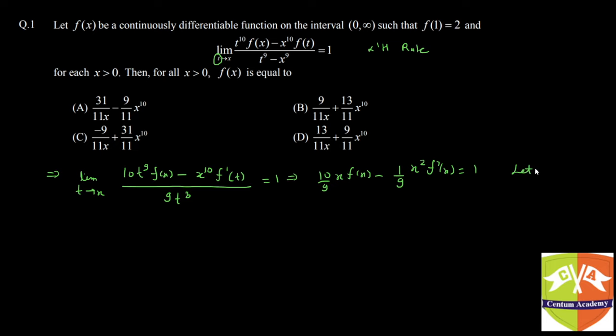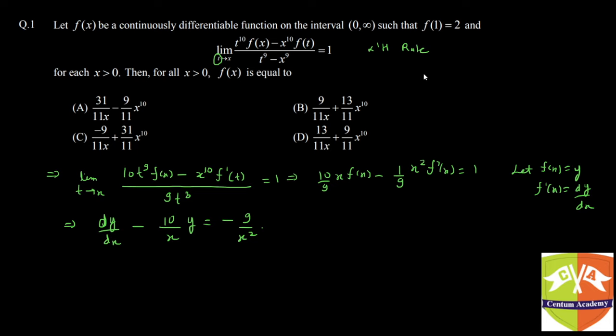Now if we let f(x) equals y, then f dash x will be dy by dx, and you will find that this is a linear differential equation in y. And if we rearrange it, that is if we multiply by 9 and divide by x square, then it will become dy by dx minus, the 9 will get cancelled, 10 by x times y is equals to minus 9 divided by x square.